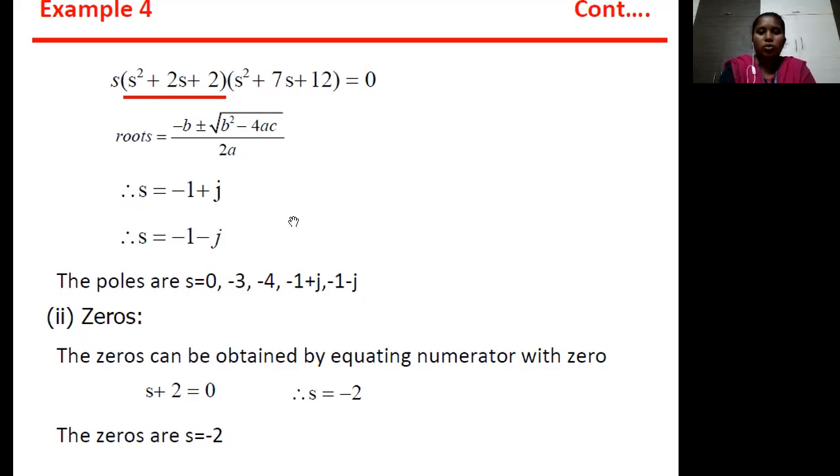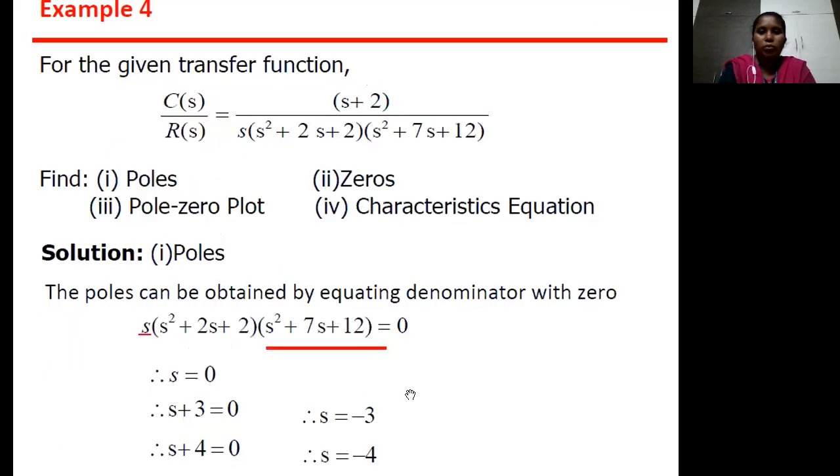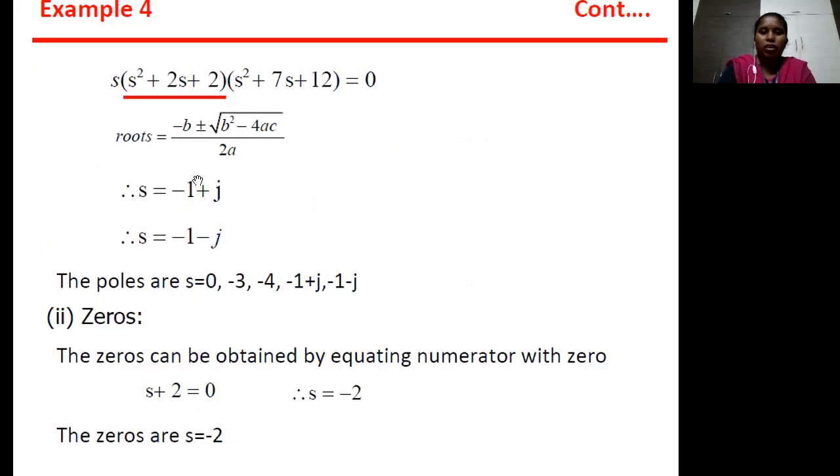Coming to zeros, we can obtain the zeros by equating the numerator with 0. In the problem they gave s plus 2 as the numerator. So I take s plus 2 is equal to 0, and we obtain s is equal to minus 2. So what is the zero here? The zero value is minus 2, and the pole values are 0, minus 3, minus 4, minus 1 plus j and minus 1 minus j. So these are the poles and zeros determination.